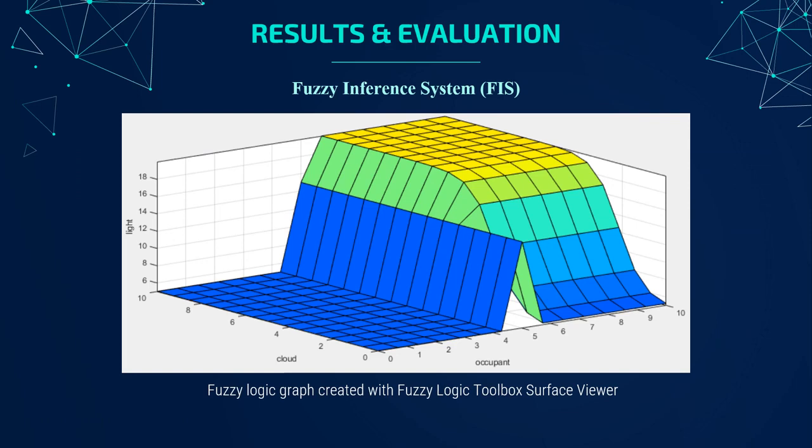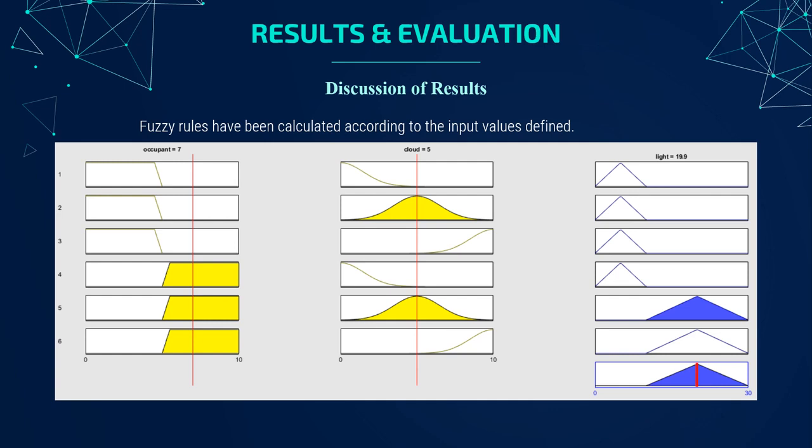According to the fuzzy rule base created, a simulation graph was created to determine the effect of the input parameters on the output system. The fuzzy logic graph created with the Fuzzy Logic Toolbox surface viewer was shown in the diagram. Fuzzy rules have been calculated according to the input values defined. As shown in the figure above, an output value of 19.9 for light was obtained, for the input values of occupant is 7 and cloud is 5.